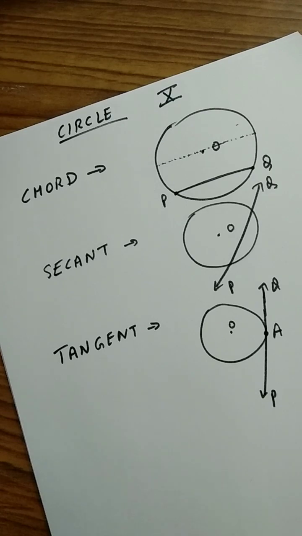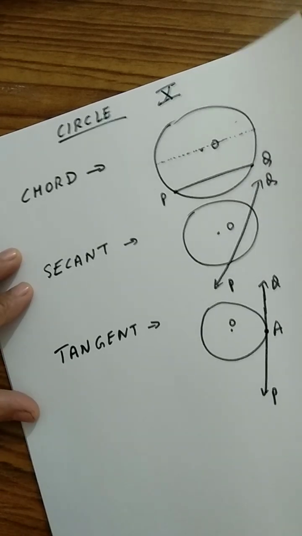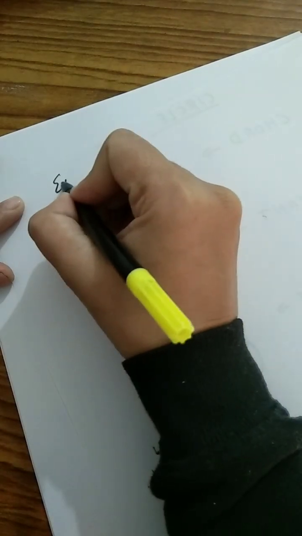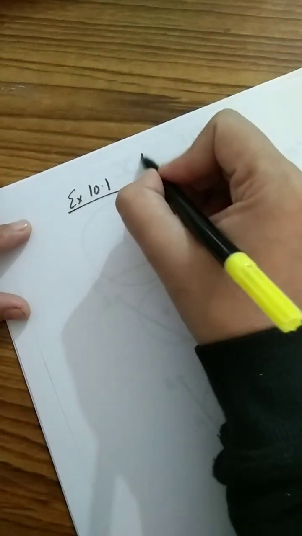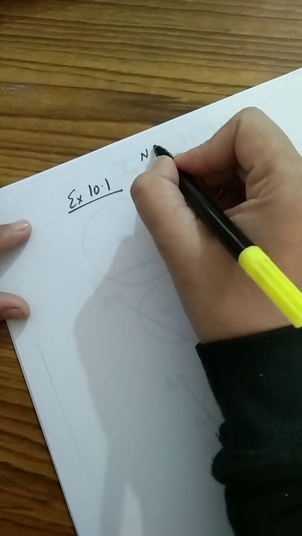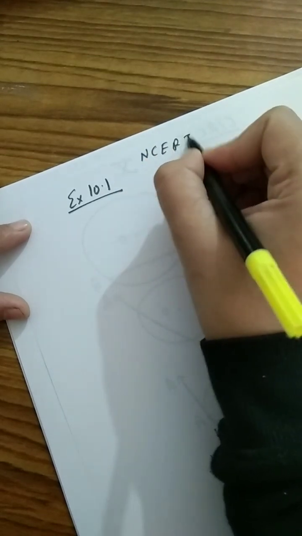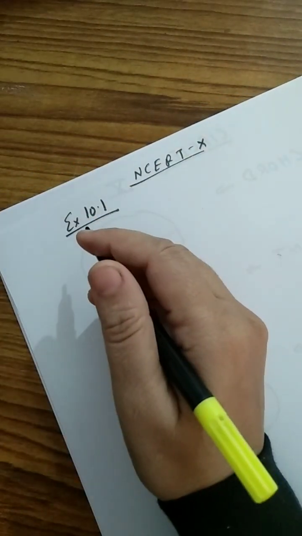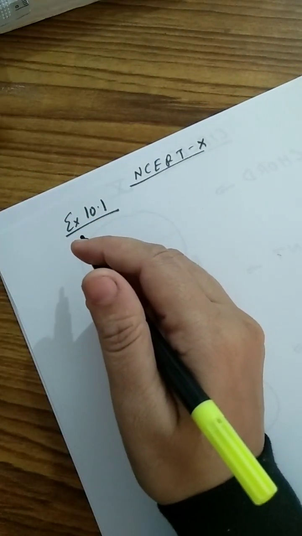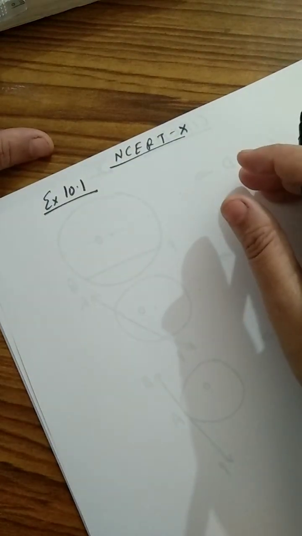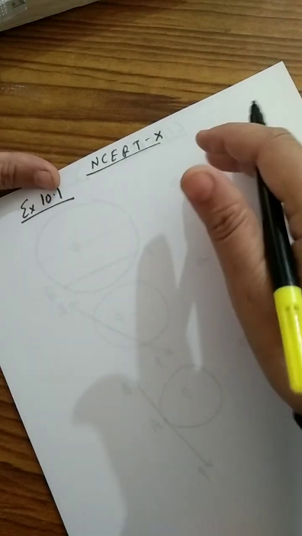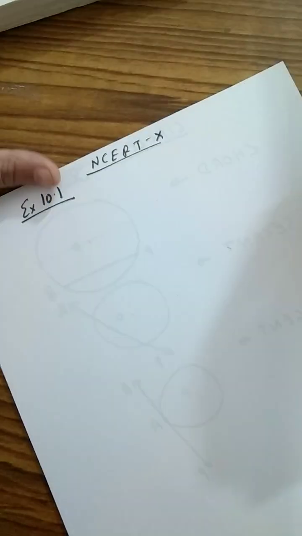Let's start our exercise 10.2. This is exercise 10.2 of NCERT book, grade 10th. Okay. Now first question is, from the point Q, the length of tangent to a circle is 24 centimeter and distance of Q from the center is 25 centimeters. Then the radius of the circle is.